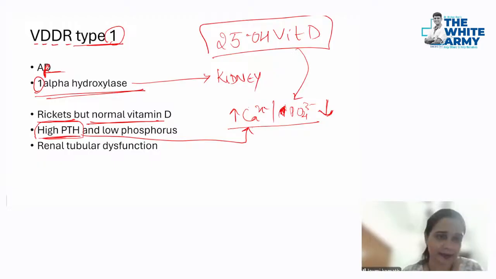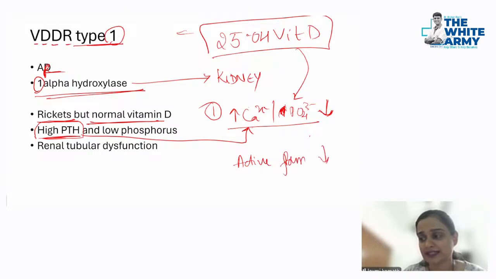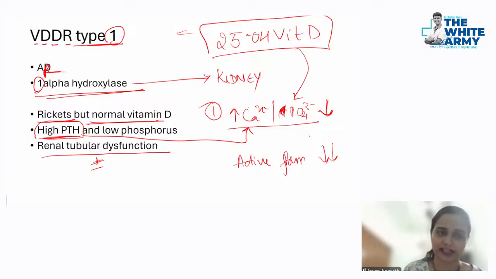So when you see biochemical examination, when you see a child with rickets who has not responded to your treatment for 3 months, you do the blood test again: calcium would have been normalized, phosphorus would be less, vitamin D would be normal. So that is when you have to do active form of vitamin D testing, where it will be less. Along with that, it can even have renal tubular dysfunction. Now this is plus minus. It can be there, it may not be there.